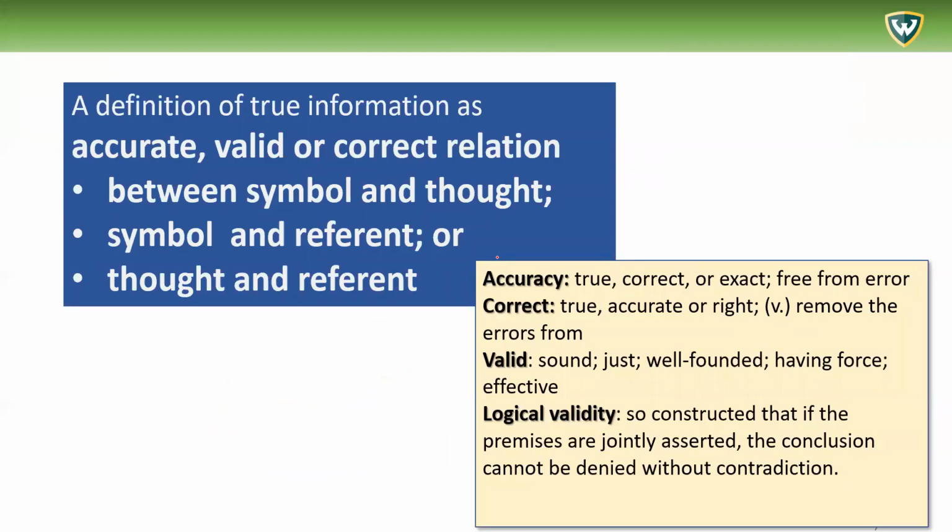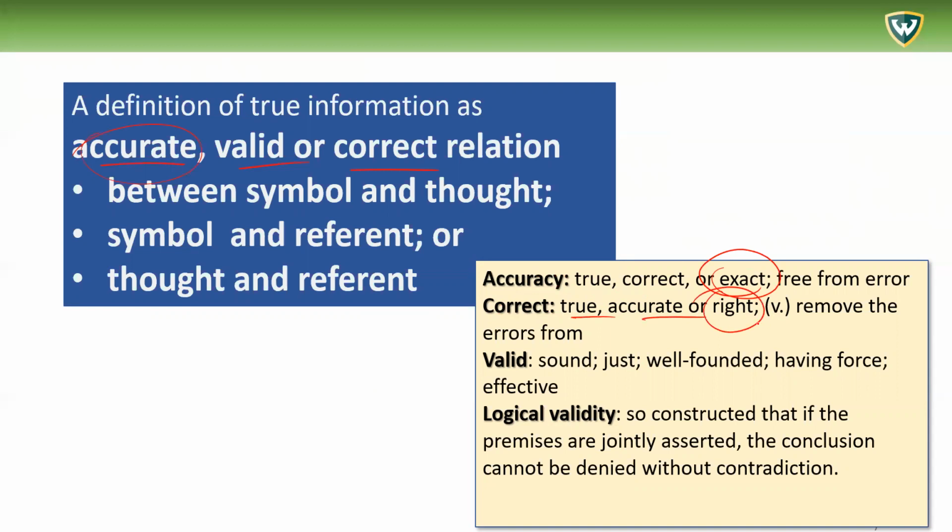So here, let's take a definition of truth to explore how truth works within the semiotic triangle. I'm going to propose a definition of truth as accurate, valid, or correct relation between the symbol and the thought, or the symbol and the referent, or the thought and the referent. I'm using these terms because they are similar and they all address this notion of truth. If you go to the dictionary, you see accuracy is true, correct, or exact. So accuracy has a little more to do with exactness, but correct is also true or accurate. They all refer to each other.